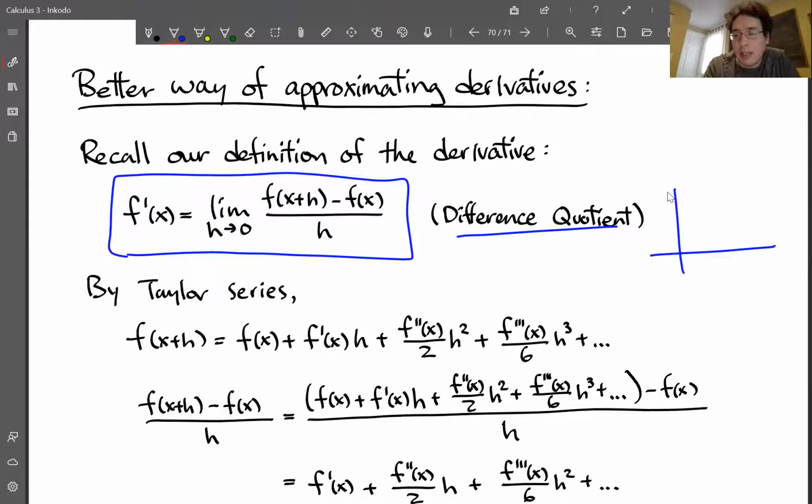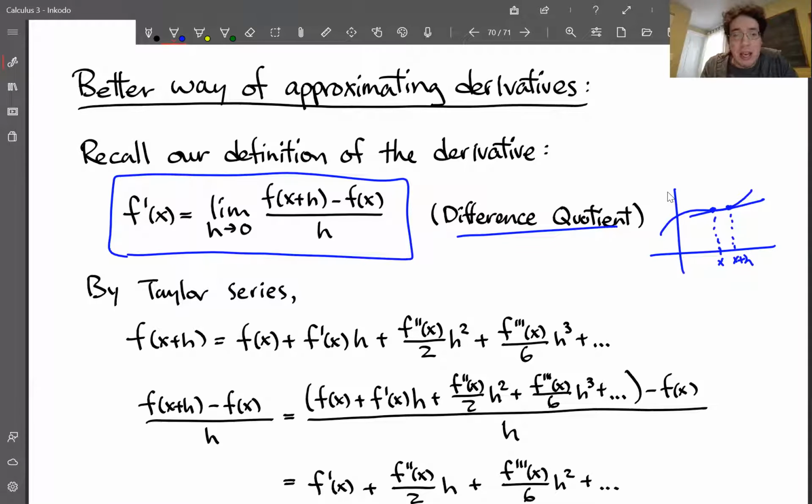Basically, you've seen this picture before. So if I wanted to compute the derivative at x, I look at a nearby point at x plus h and look at a secant line passing through both of those points. And as long as h is small, that's close enough to the derivative is the idea.